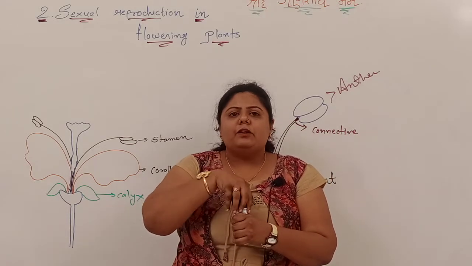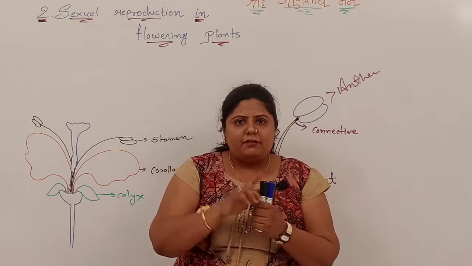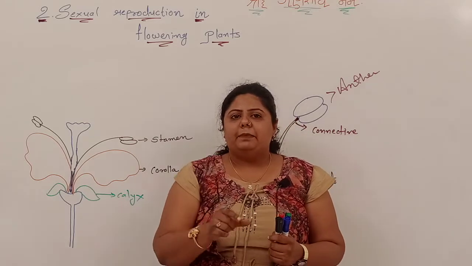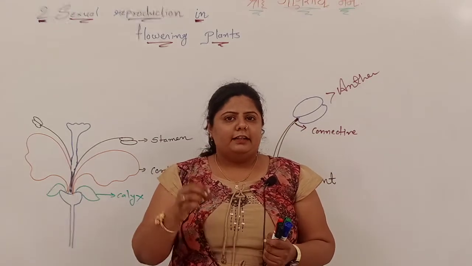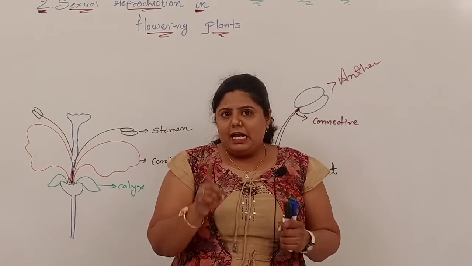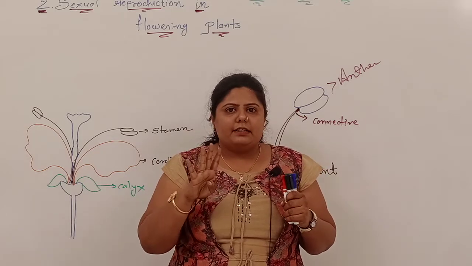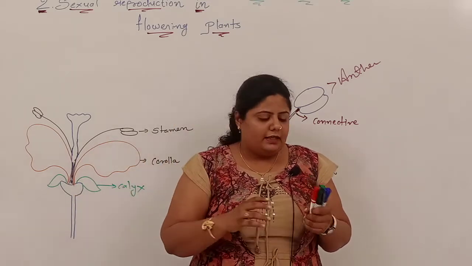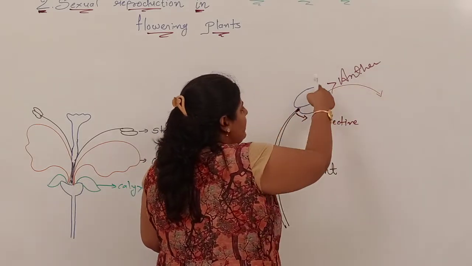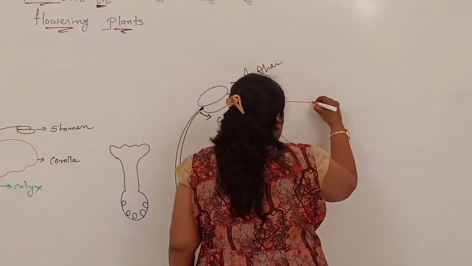Now I am going to explain this structure, microsporangia. This microsporangia contains four layers. Like in a Silk chocolate: first layer blue wrapper, second layer paper, third layer silver foil, and fourth layer the chocolate. Like this, microsporangia contains four layers from outer to inner. So I am going to explain the transverse section of microsporangia.